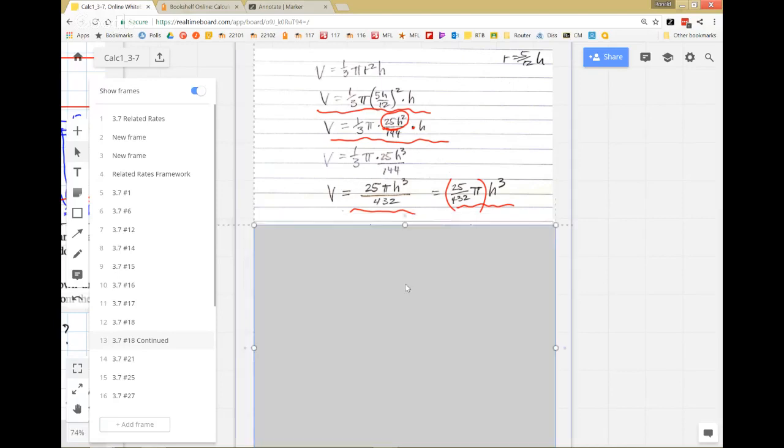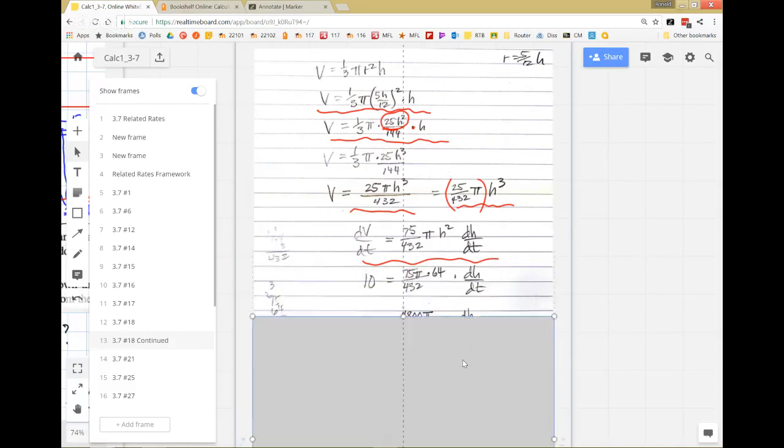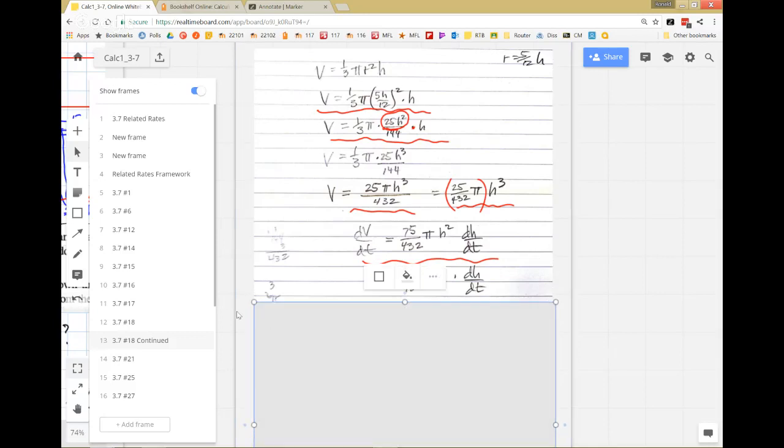All right, so now let's differentiate. On the left, dV/dt equals, on the right, 3 times 25 over 432, so 75 over 432 pi, lower the power, h squared dH/dt. Now it's time to substitute, and here come all those things from the other page. dV/dt was given to be 10. H was 8, and so h squared is 8 squared, which becomes 64. And dH/dt is the unknown.